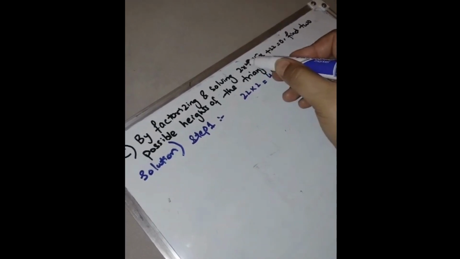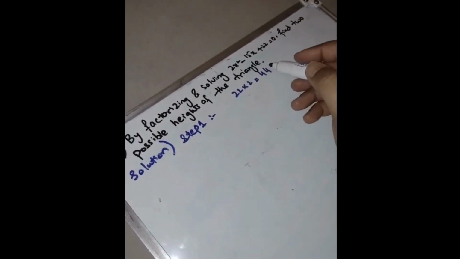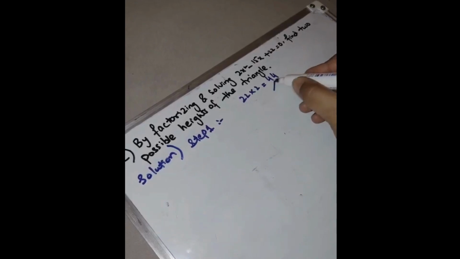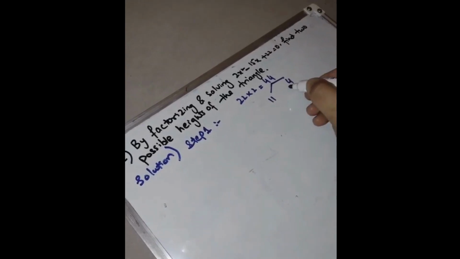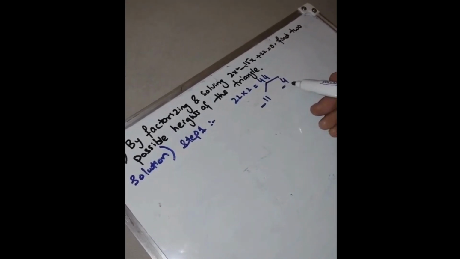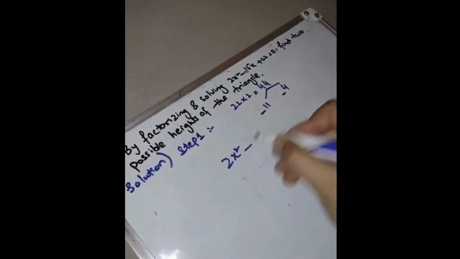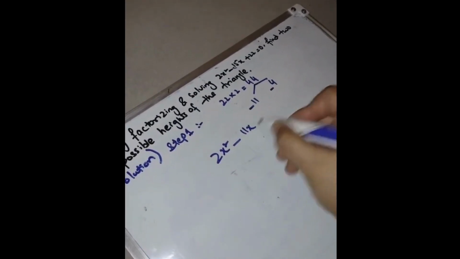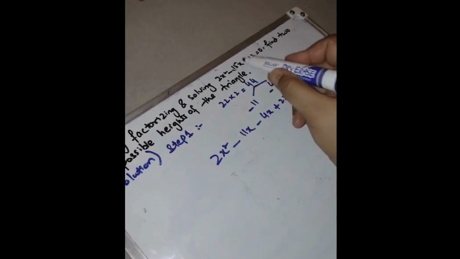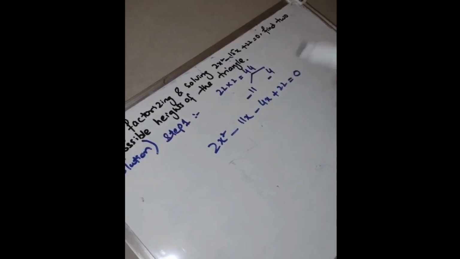Now I will break its middle term. Since it is 44, if we make factors of 44, they will be 11 and 4. So I'm splitting this middle term into minus 11 and minus 4. So it will become 2x square minus 11x minus 4x plus 22 equals to 0. Actually, I broke the middle term, minus 15x, into minus 11x and minus 4x.